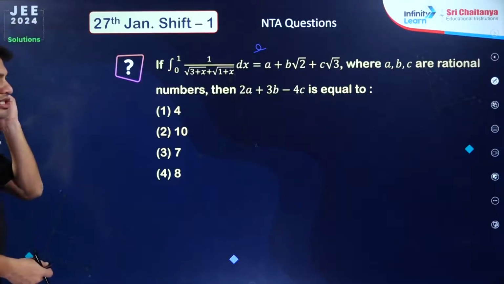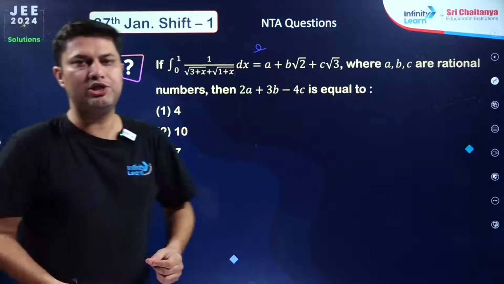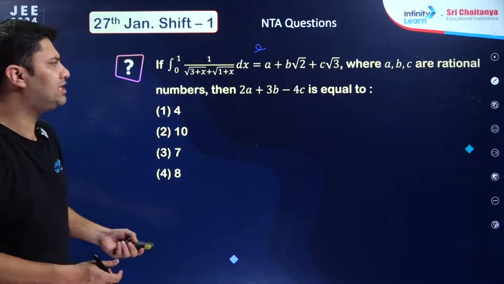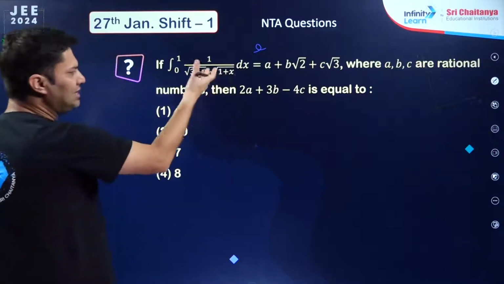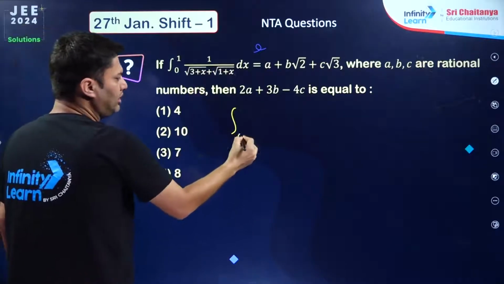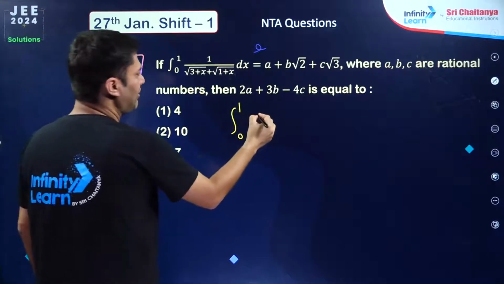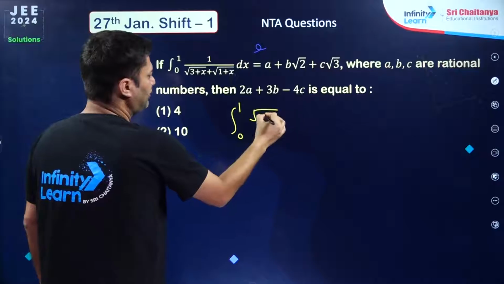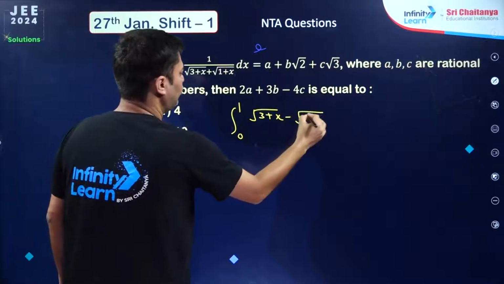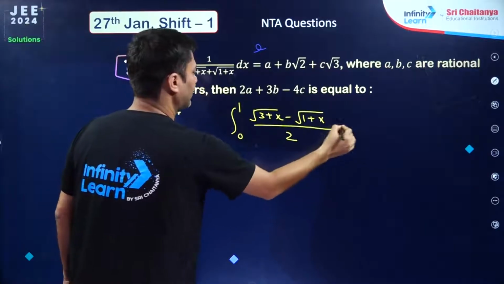Okay, this integration from 0 to 1, a plus b root 2 plus c root 3, you need to find. I think this integration is very easy. Just you have to rationalize this denominator. Okay, just rationalize this denominator. I think this will become root of 3 plus x minus root of 1 plus x, upon 2, dx.